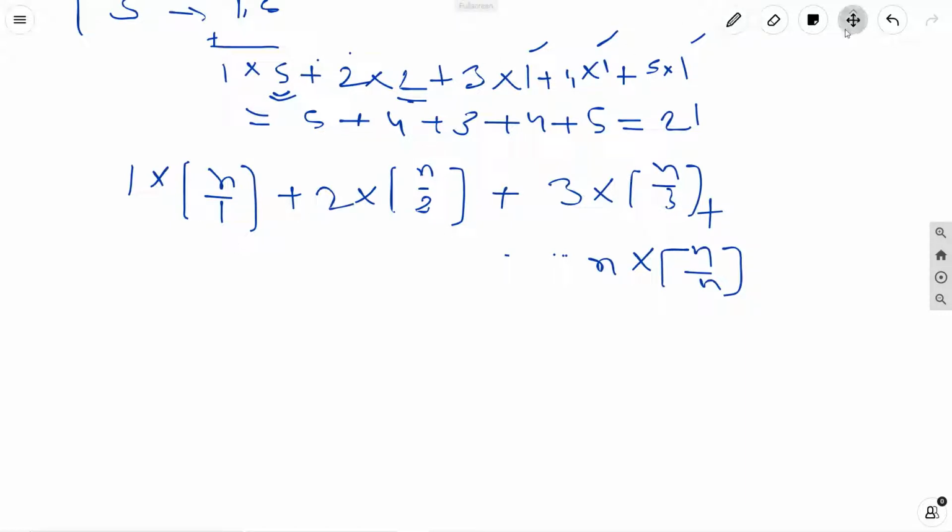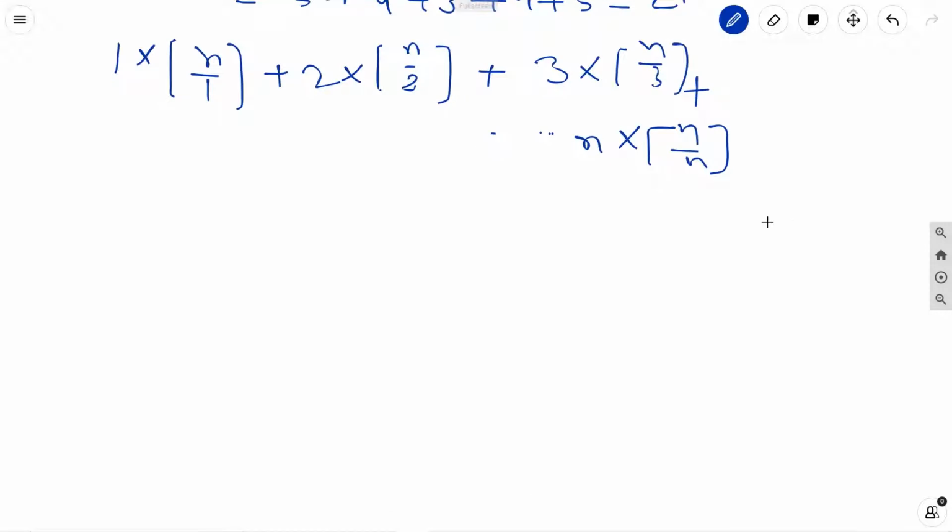But still it is order of n time only, because we have to calculate this and we are going up to n. So we have to improve it. Now let's see how we can improve it.